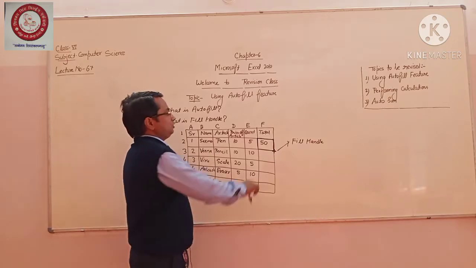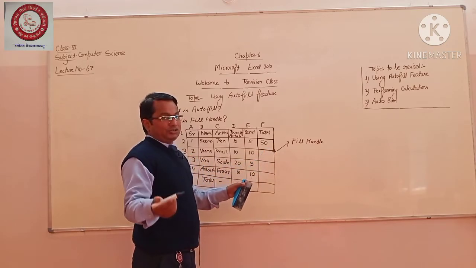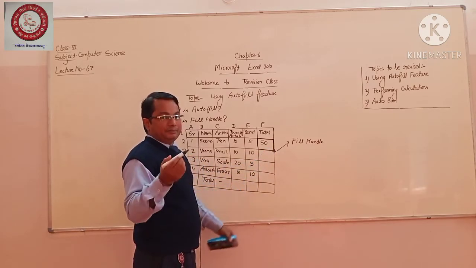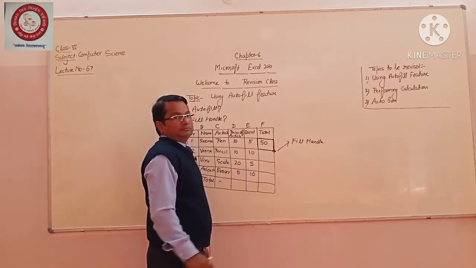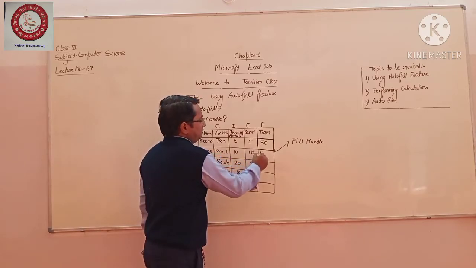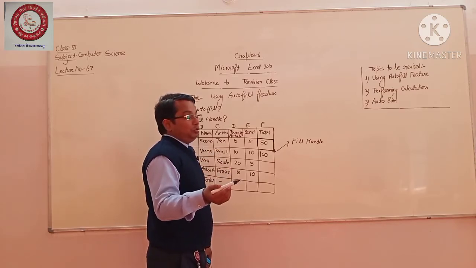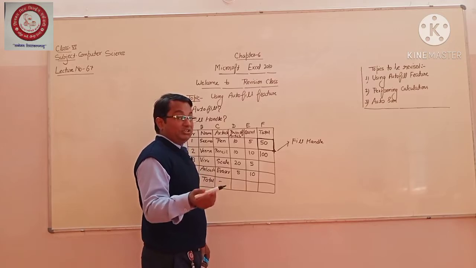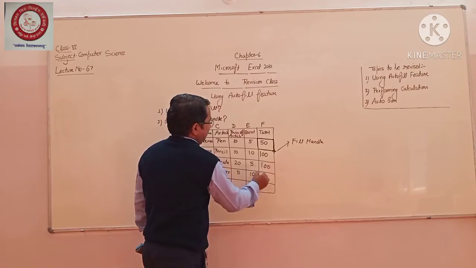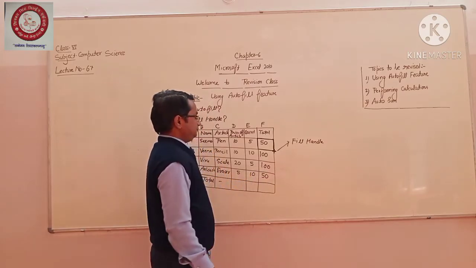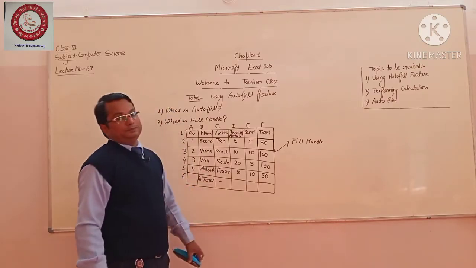Now what we do here, we drag our mouse pointer to the right hand bottom corner. Just drag it. Once you drag, immediately you will find that 100 is written there automatically. No need to write the formula once again. Here you will get 100, and here you will get 50. Clear? And right now you will try to find the grand total.